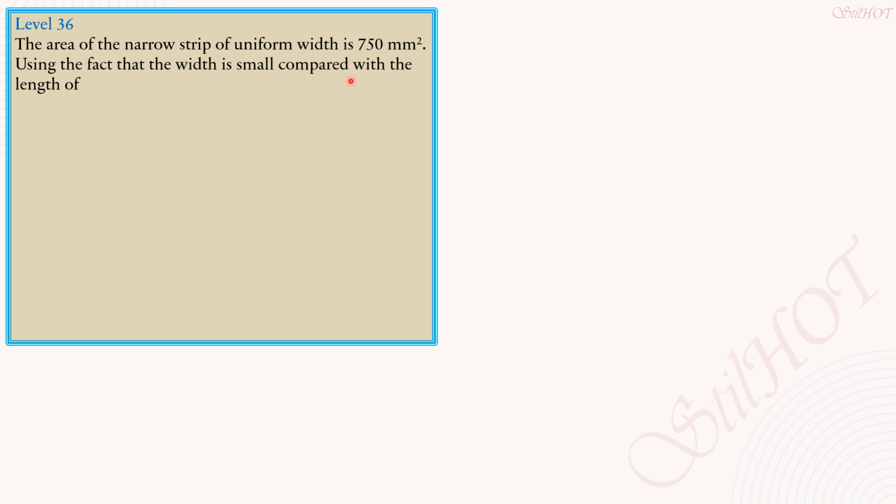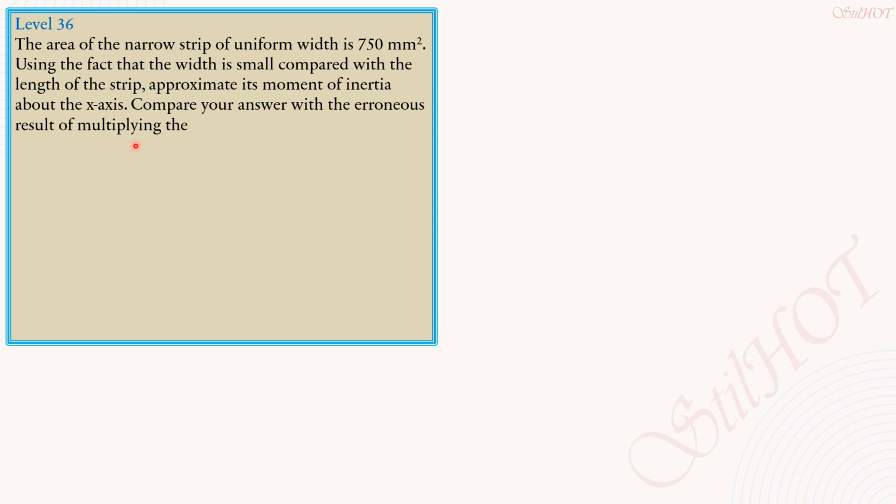Problem 36: the area of the narrow strip of uniform width is 750 mm². Using the fact that the width is small compared with the length of the strip, approximate its moment of inertia about the x-axis. Compare your answer with the erroneous result of multiplying the area by the square of its distance from its centroid to the x-axis.